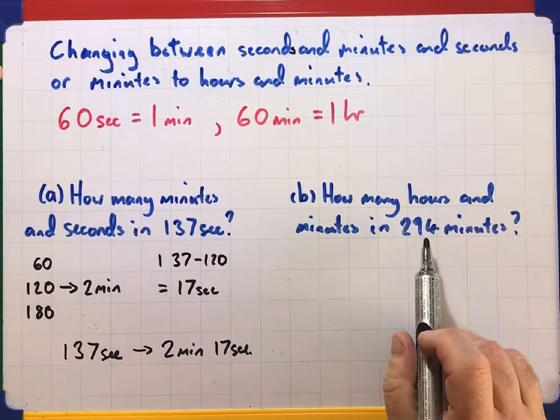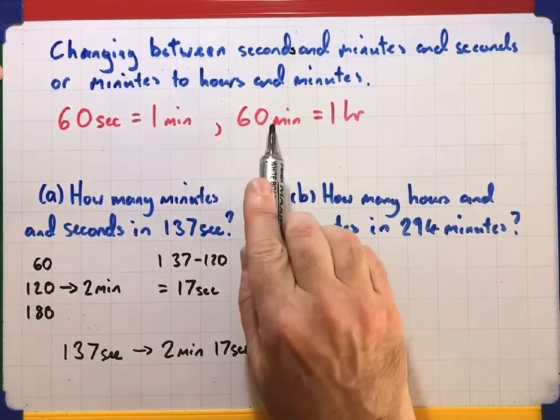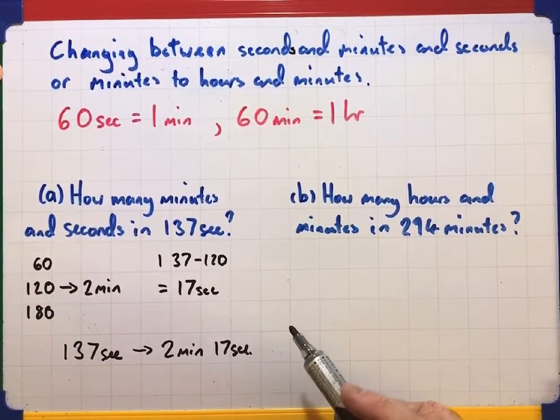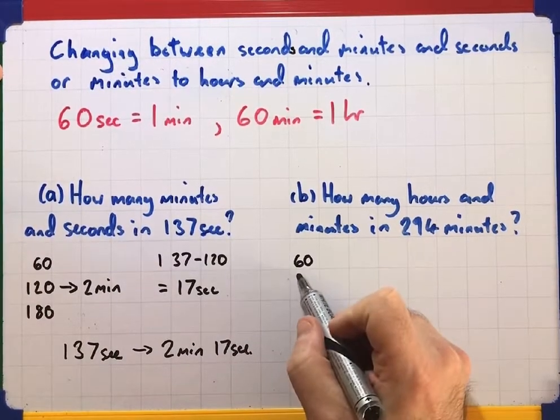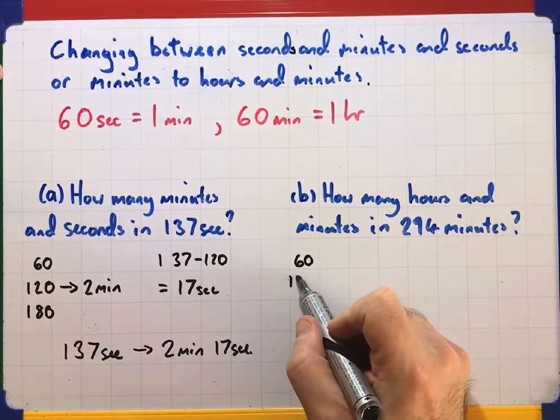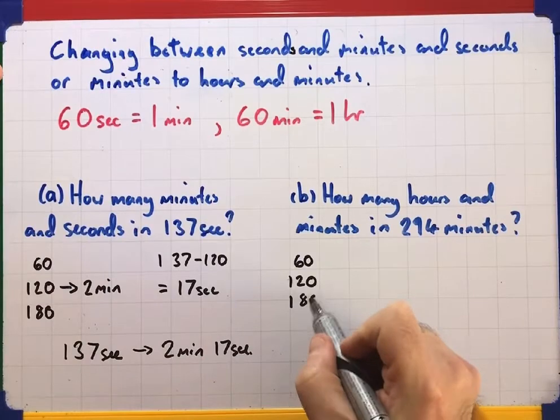Okay, it's the same idea with hours and minutes. We've got 294 minutes here. We know 60 minutes is 1 hour. So I'm going to start at the side here again. 60 would be 1 hour. 60 more is 120. That would be 2 hours. 180 would be 3 hours.